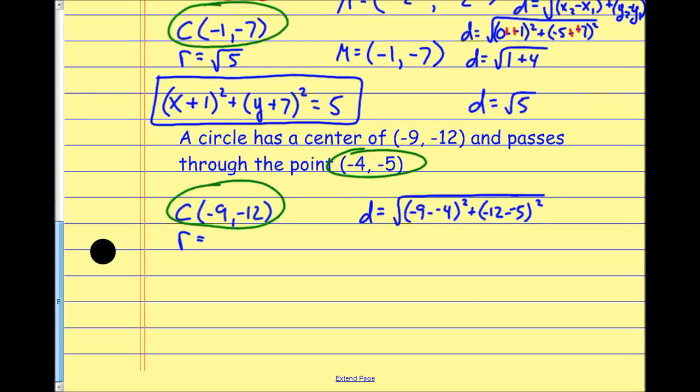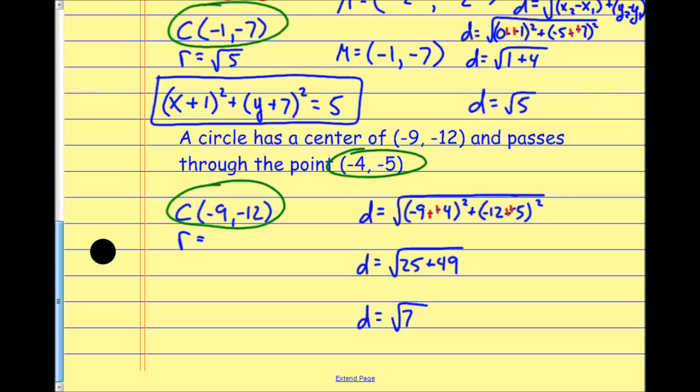So I've got d equals the square root of. Right here, this is like adding the opposite. That gives me a negative 5 squared, which is 25. Here, this is like adding the opposite. That gives me a negative 7 squared, which is like a 49. And so I find out that the distance is the square root of 74.